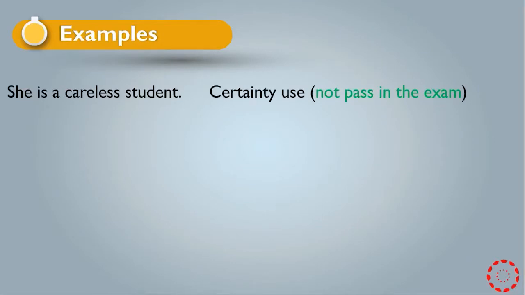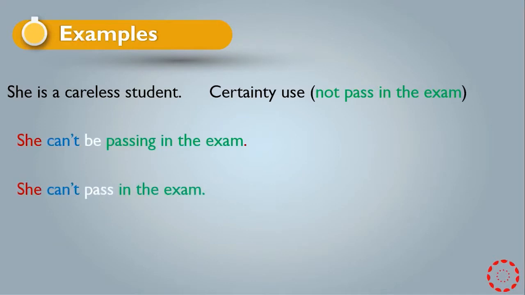She is a careless student. It says this is a certainty sentence and use not pass in the exam. So we will answer like that: she can't be passing in the exam, or she can't pass in the exam. We can use both rules.